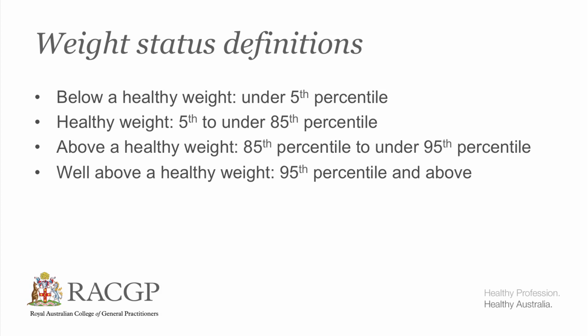The first definition is below a healthy weight, which is less than the 5th percentile. A healthy weight is the 5th to the 85th percentile. Above a healthy weight is the 85th percentile to less than the 95th percentile, and well above a healthy weight is the 95th percentile and above.